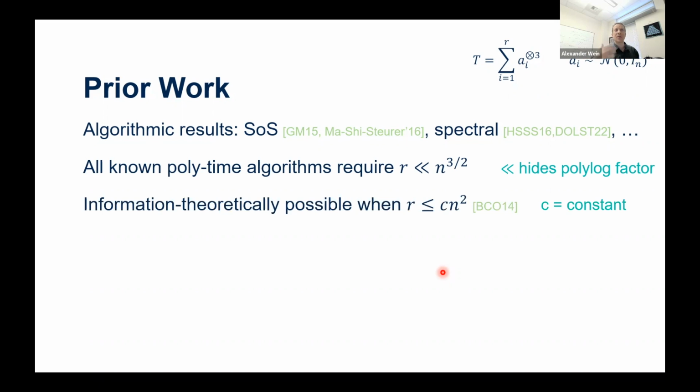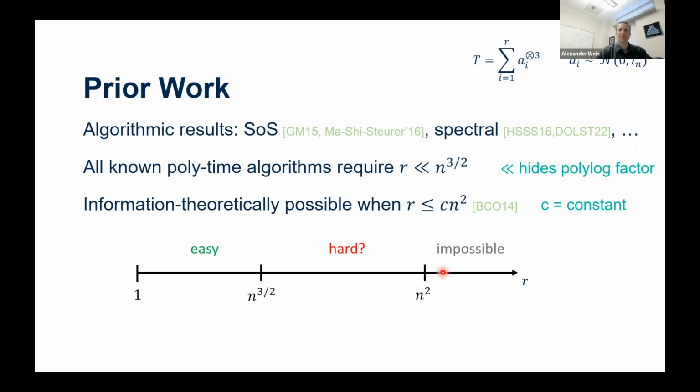But on the other hand, information theoretically speaking, you could hope to decompose the tensor at a much higher rank, when the rank is something like n squared. This is because the decomposition is unique at this point. So in principle, if you're willing to do some brute force search over all possible decompositions, you would be able to find it. But we don't know a fast, efficient algorithm.